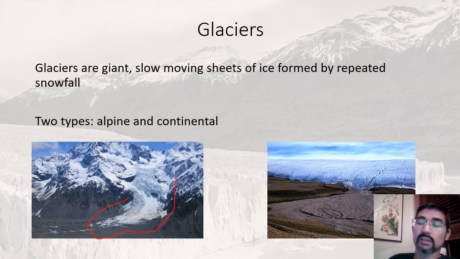There are also continental glaciers. Continental glaciers cover large continents. Right now, the two big continental glaciers that we have on Earth are the glaciers in Greenland and Antarctica. However, during the last ice age, which I don't know, maybe 13,000 years ago, there were ice sheets covering North America, Europe, and Siberia. And so those also were continental ice sheets.